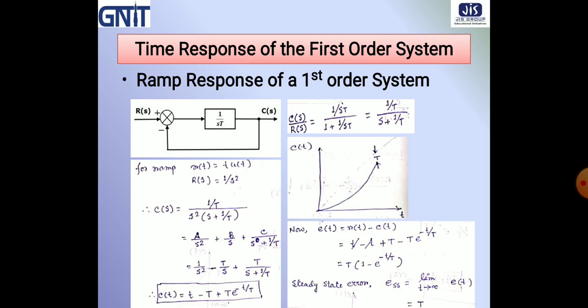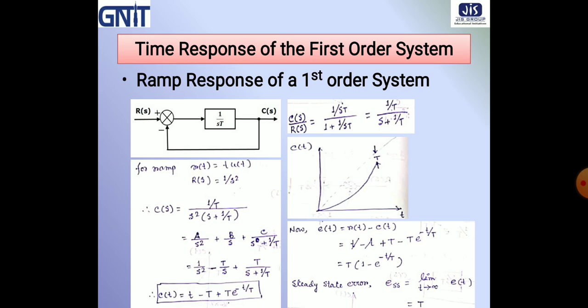Now, in our previous slide, we already discussed what is error. Error means the difference between the reference input and the actual output. That means r(t) minus c(t) is our e(t), error signal. So in this ramp response calculation, what is r(t)? r(t) is t. As u(t) is equal to 1, we can write r(t) is equal to only t. So r(t) is equal to t.